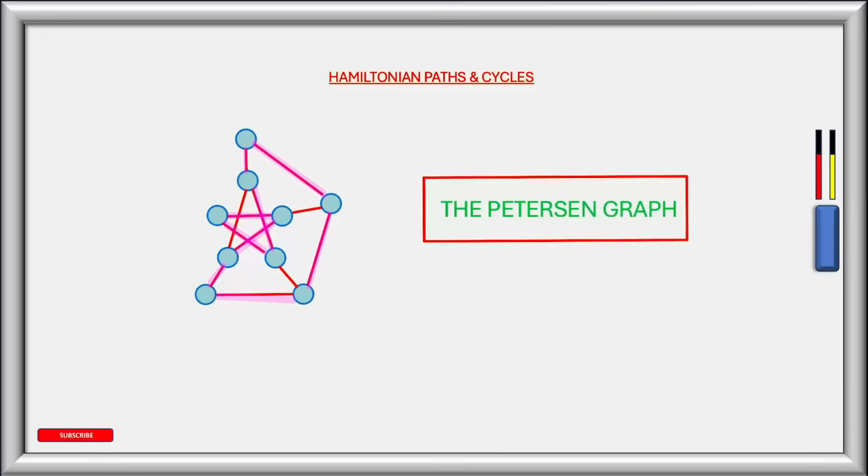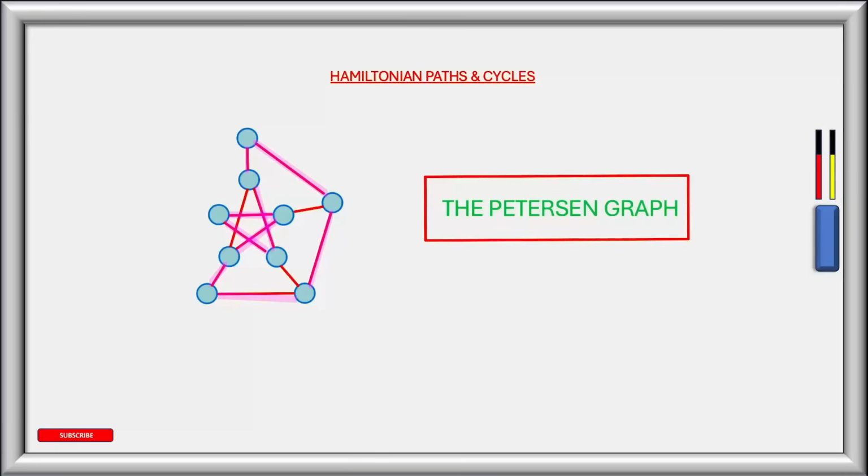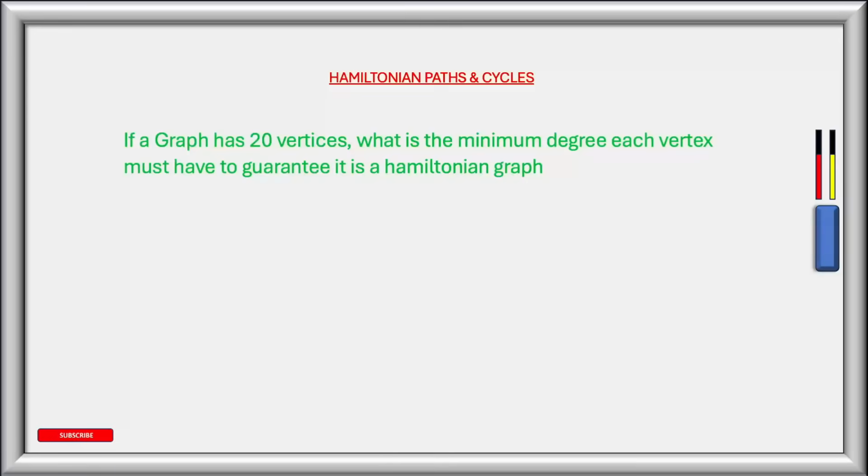And there we have it. We started at the top vertex and passed through every vertex once and ended up back where we started. And so the Petersen graph is a hypohamiltonian graph. And so to finish off, let's have a look at some challenges.